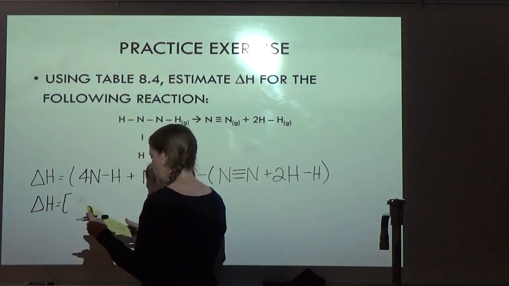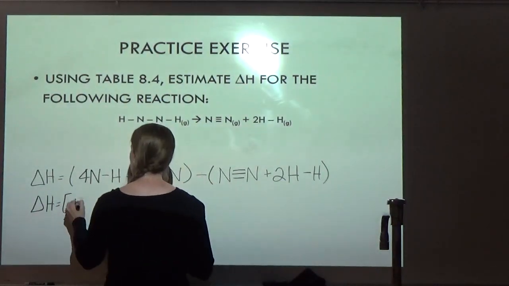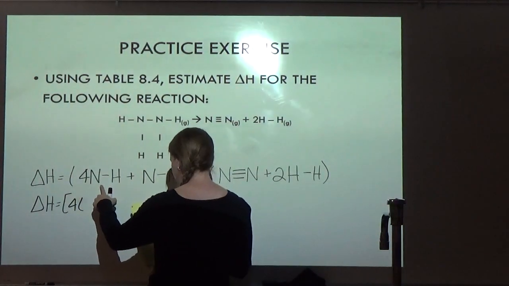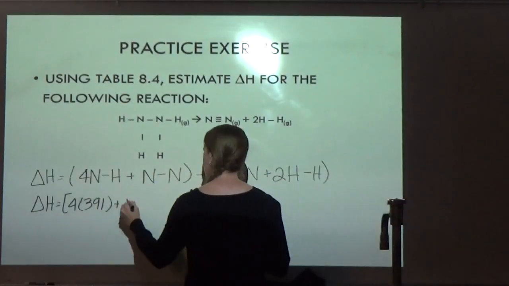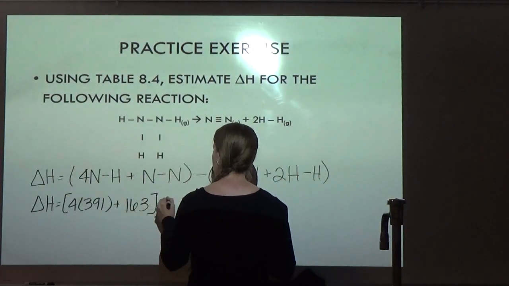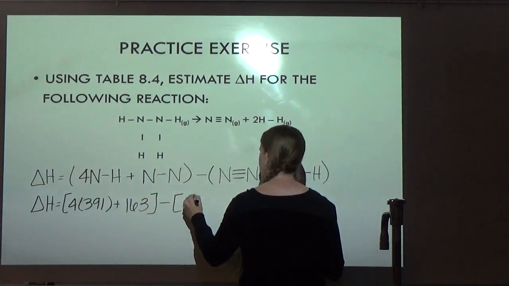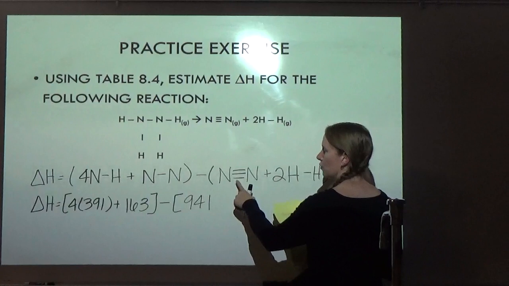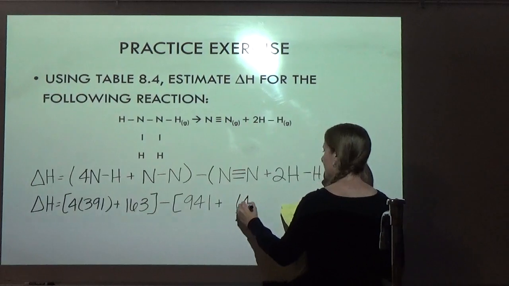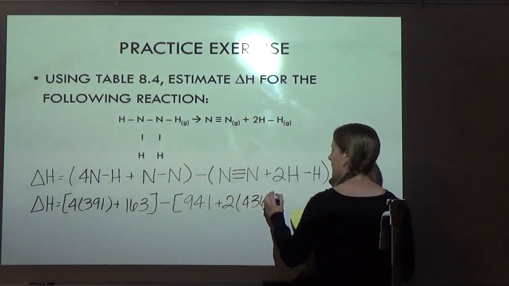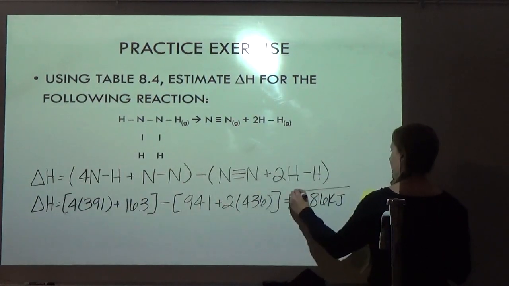So I have, let me flip to the next page. So I have 4 times the N-H bond, which is 391 kilojoules per mole, and the N-N single bond is 163, and the N-N triple bond is 941. Imagine that, because that's a super strong bond, a triple bond right there. And then an H-H bond is 436, but I'm going to multiply it by 2. And so once I do all that, I get negative 86 kilojoules.